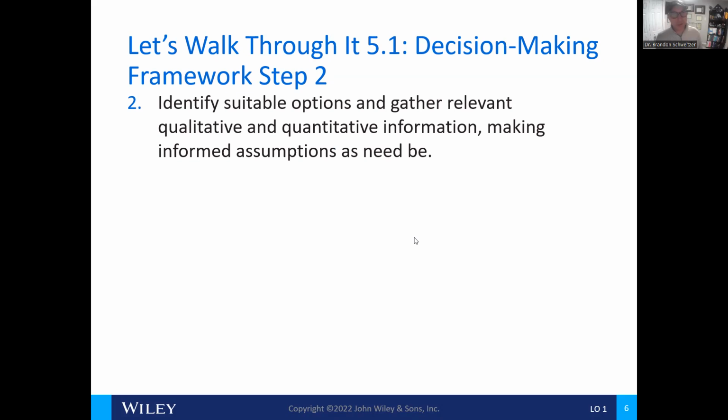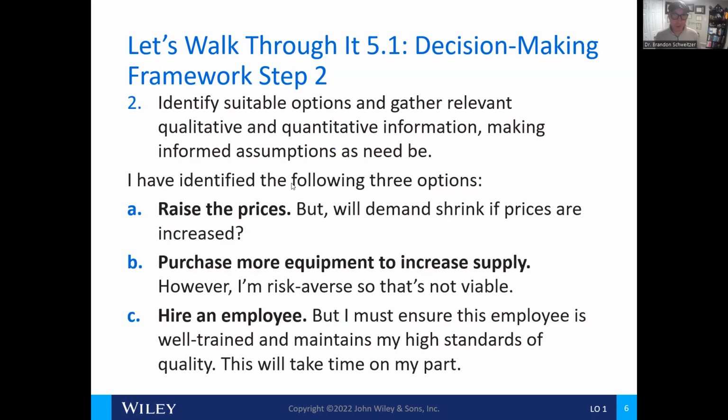So in our business, we've identified suitable options and gathered relevant qualitative and quantitative information to make informed assumptions as needed. Here we have our information and our options. Option A involves increasing our sales prices. This will shrink demand, of course, if we raise our prices, we think.